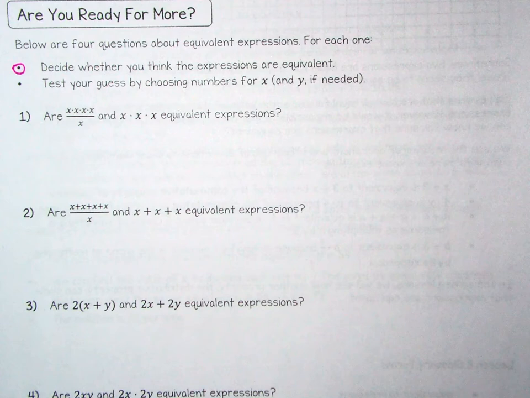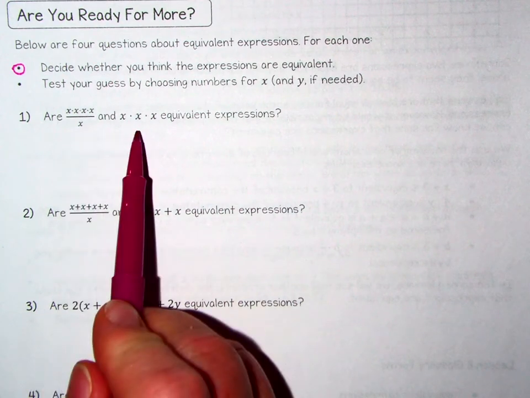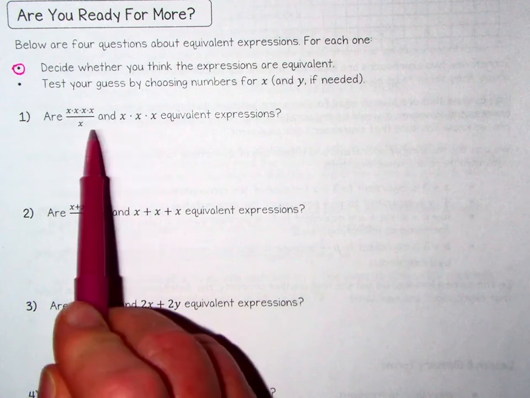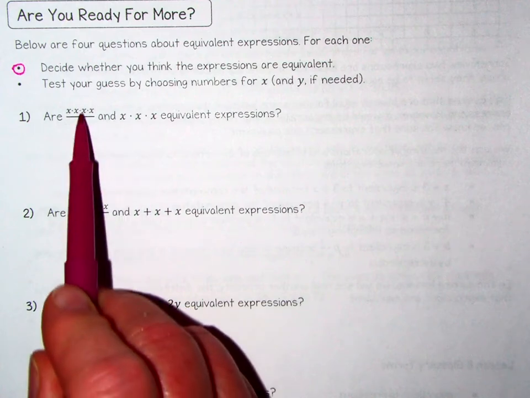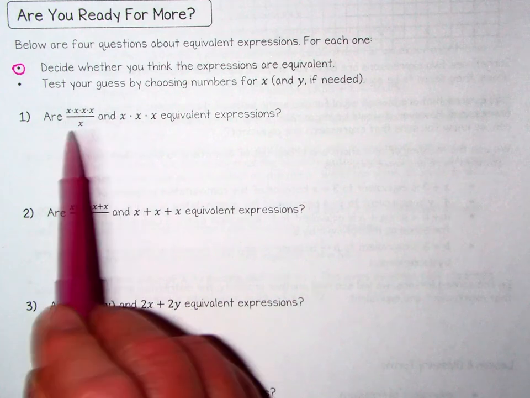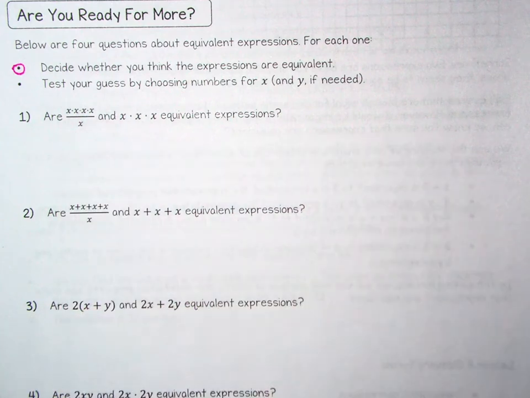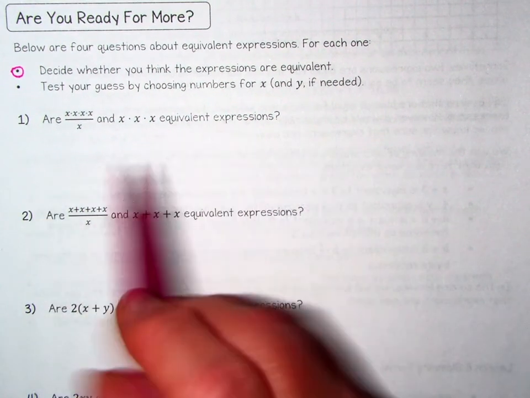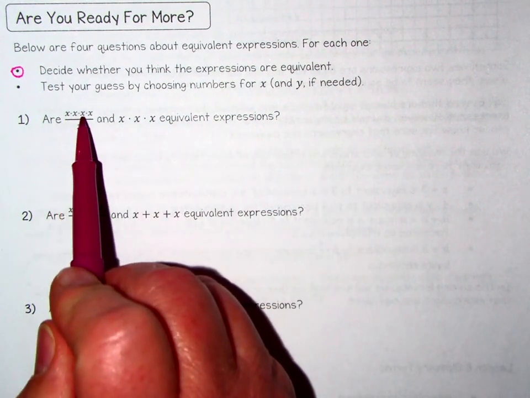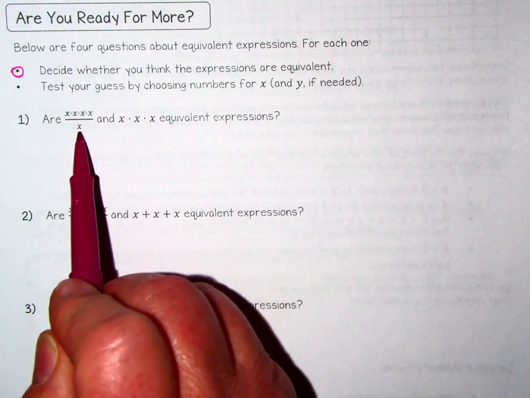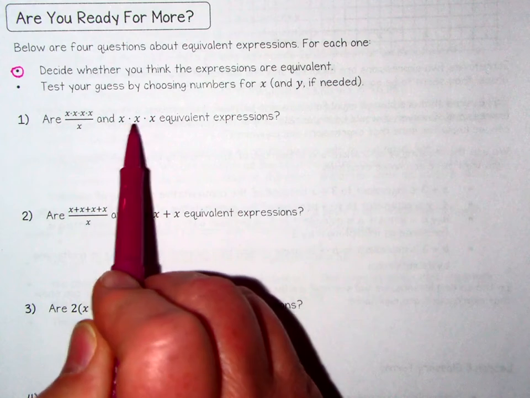So first I'm going to look at the 2 expressions in each one, make a guess as to whether I believe they're equivalent expressions, and then substitute some value in for x or y in both expressions and see if I get equal values. So our first one, x times x times x times x over x, or divided by x, and x times x times x.